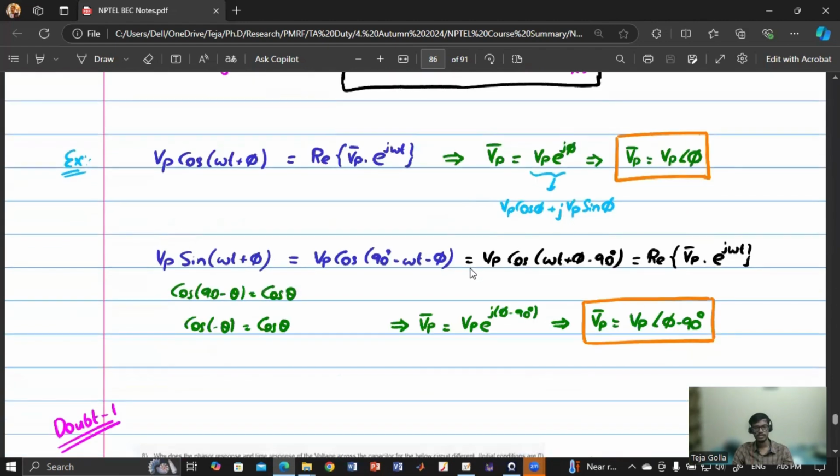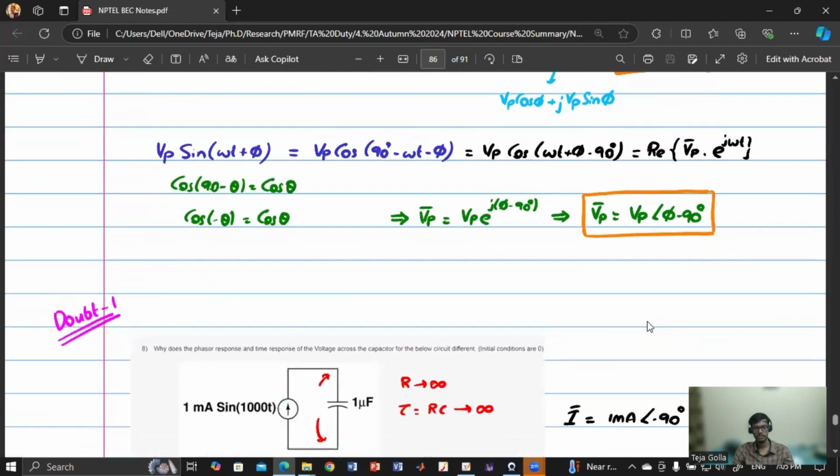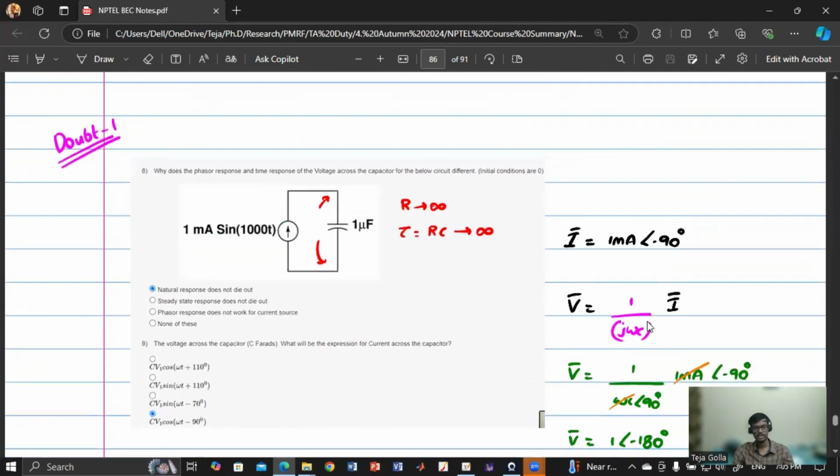And I have said if it is cos, it will be angle 0. If it is sine, it will be angle minus 90 degrees. So please be careful with this. Sometimes the input will be sine, sometimes the input will be cos.